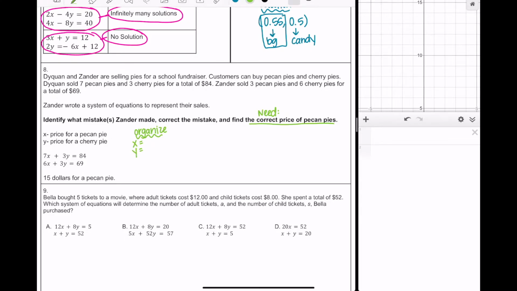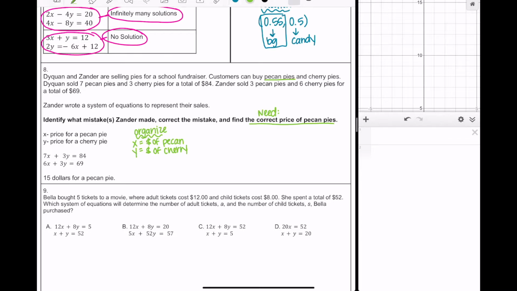Well, we have pecan pies and cherry pies. So I would say pecan pies are going to be x, the cost of pecan pies, because we already know how many they sold of each kind. What we don't know is the price of each kind. So x is going to be the price of pecan pie and y is going to be the cost of cherry pie.